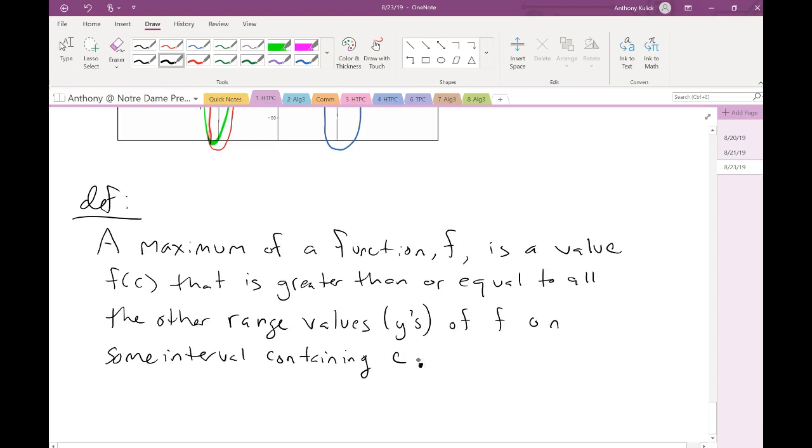So we say that a maximum of a function, f, is a value, f of c, that is greater than or equal to all the other range values, i.e. y's, of f on some interval containing c.